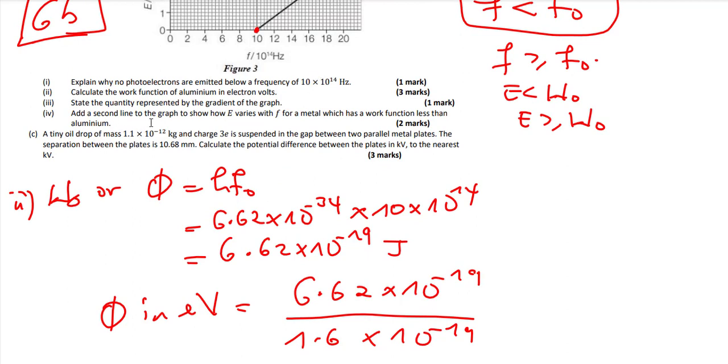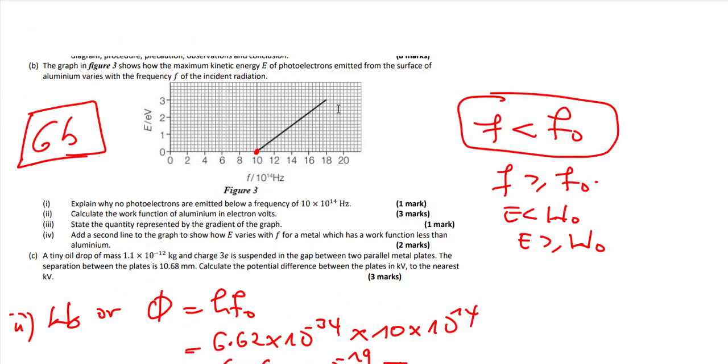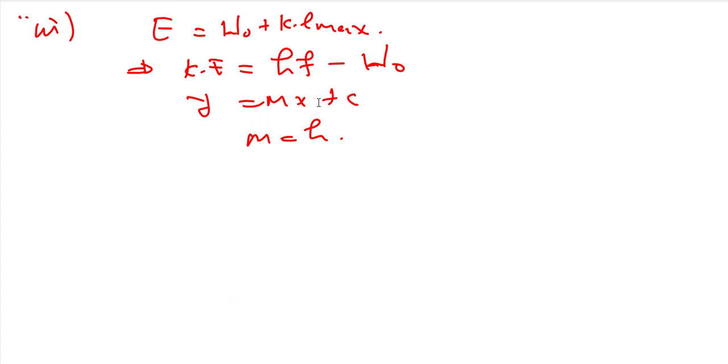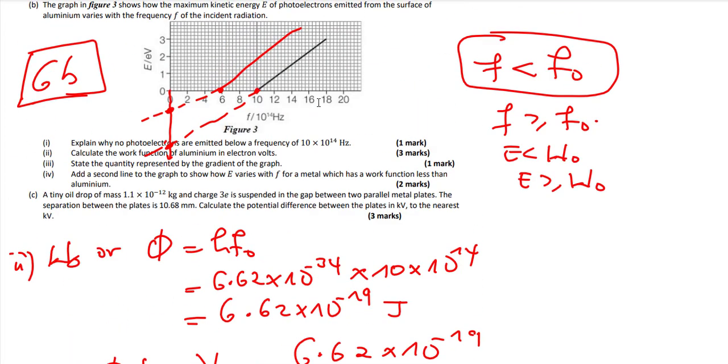Add a second line to the graph to show how E varies with F for a metal which has a work function less than that of aluminium. We don't know the work function, but since it is less than that of aluminium, our graph should be somewhere here, parallel. So if this was the line continuing, we can extrapolate something like this, and this will be something like this. So you clearly see that this work function is less than this. So that's what we have for the first questions.